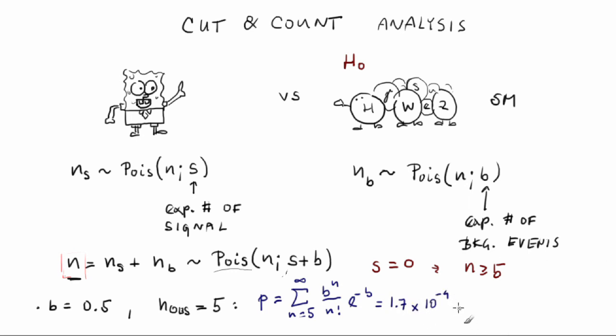This corresponds to a significance z equal to the inverse of Phi of 1 minus p, and this is equal to 3.6. In particle physics, the size of tests used for discoveries is 5 sigma. Therefore, we cannot conclude that we found the SpongeBob boson.